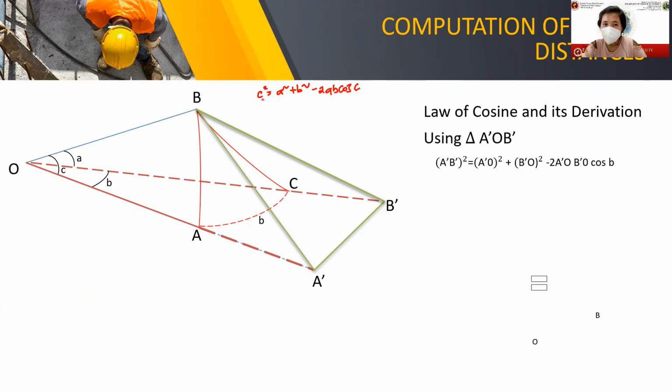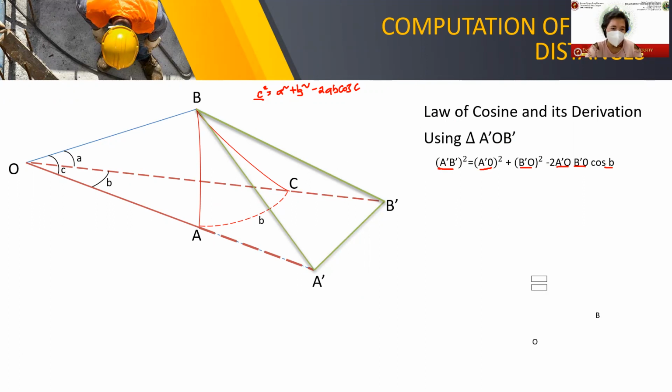Take note that C is the position of A to B. So this is our C squared, and our line AO and our line BO give the B squared, and then minus 2, this is A and this is B, and the cosine of the angle.